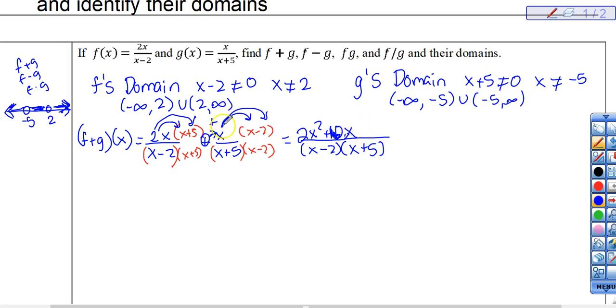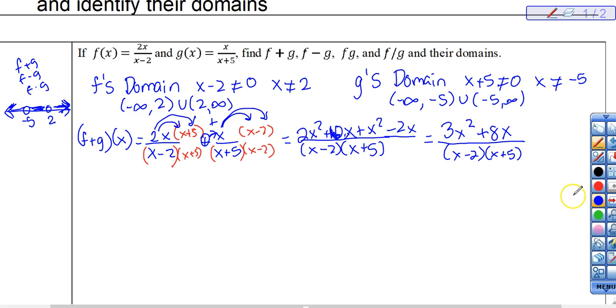All right. So now we're going to multiply. Positive x times x is positive x squared. Positive x times negative 2 is negative 2x. All right, there we go. So we have done our multiplication in our numerator. Now we're going to simplify our numerator. We can combine some like terms, right? 2x squared plus x squared is 3x squared. 10x minus 2x is positive 8x, all over x minus 2 times x plus 5.